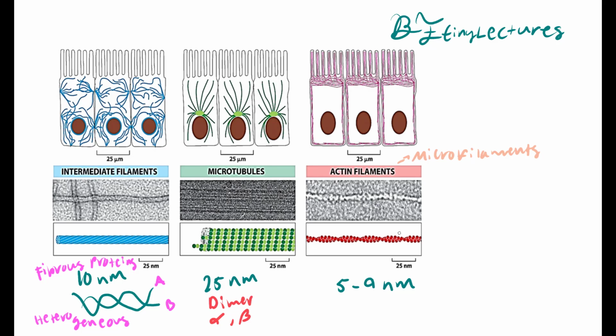The actin filament is just made of one thing, and that thing is called actin. So actin combines with itself and twists to form the filament. This one is made from two different proteins, and they twist on each other. This is made from the alpha and beta tubulins that stack on top of one another. This is the largest, this is the medium size, and this is the smallest.